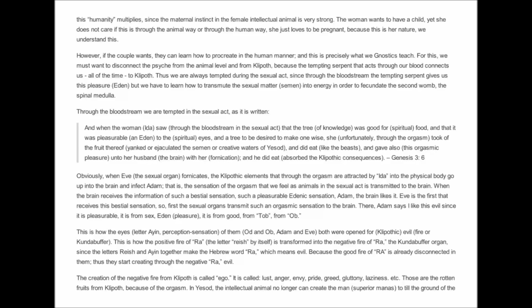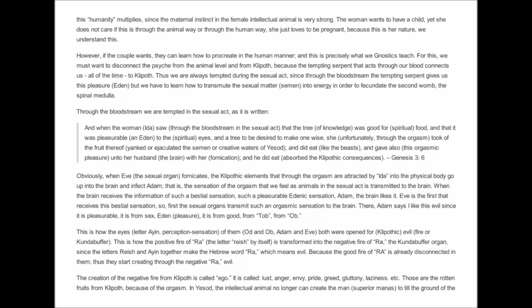And because that maternal instinct in the female is very strong. The woman wants to have a child. She doesn't care if it's through the animal way or the spiritual way. She just loves to be pregnant because it's her nature, and we understand that. But, of course, both the couple has to learn how to procreate in a human way. And this is precisely what we teach.